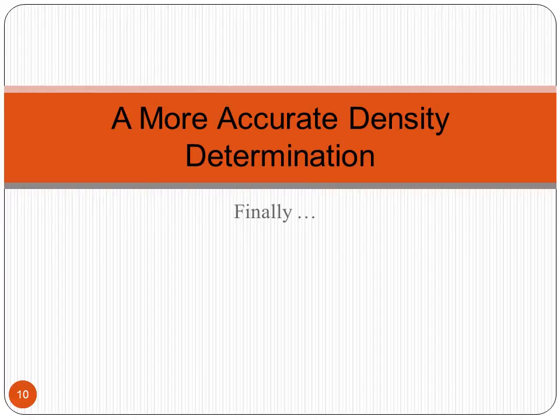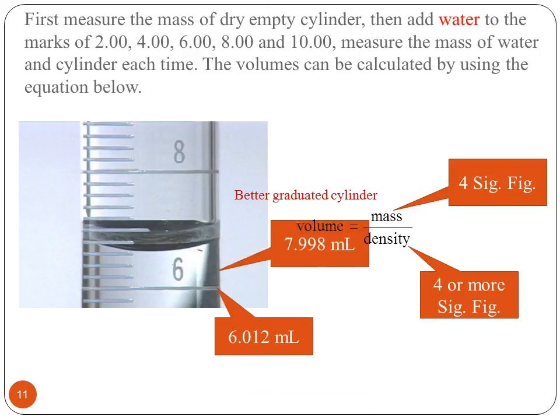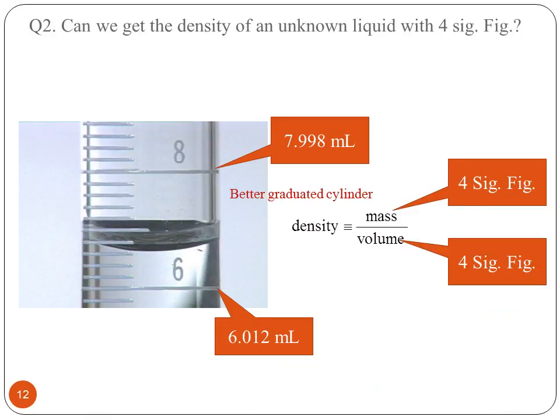Let's go back to our original goal. If we use water to calibrate all major marks, the 2, 4, 6, 8, and 10 milliliter marks, and if we add liquid to the same marks, the volumes of the liquid will have 4 sig figs. Since the mass has 4 sig figs, the volume has 4 sig figs, and the density should have 4 sig figs as well.